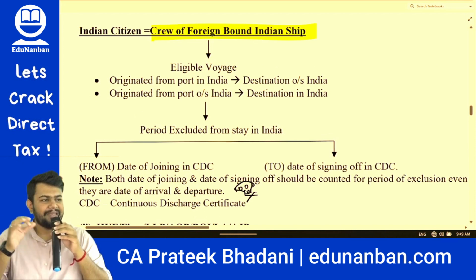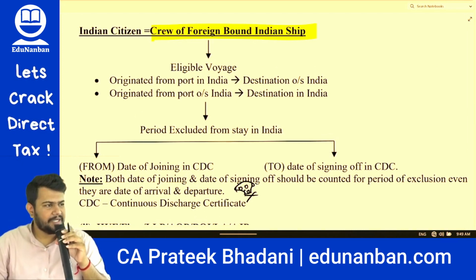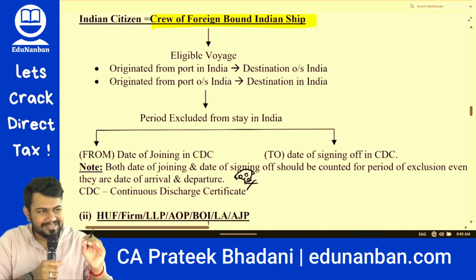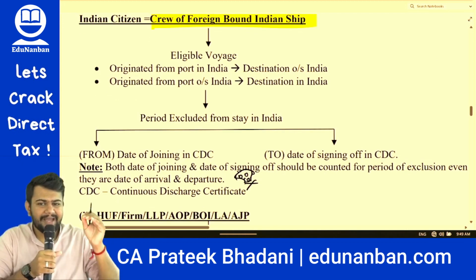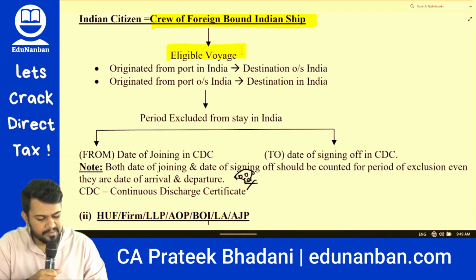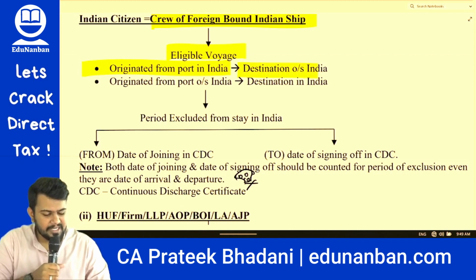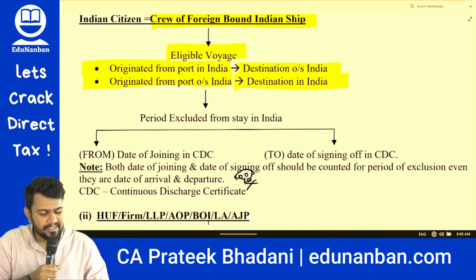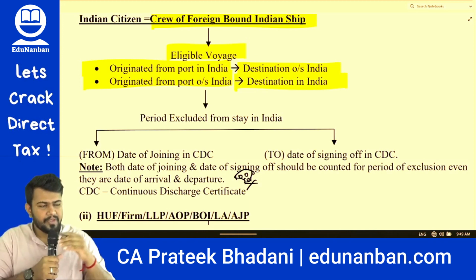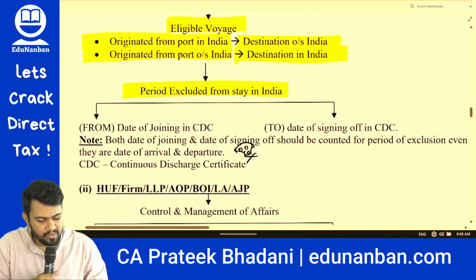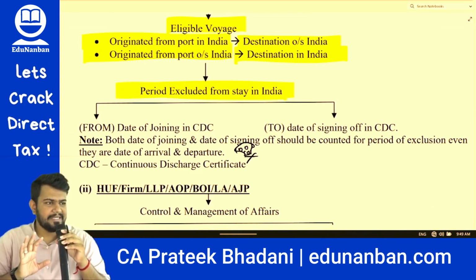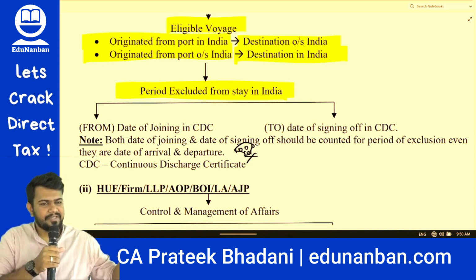Now let's come to Indian citizens who are crew members of a foreign bound Indian ship. So if an Indian citizen is a crew member of a foreign bound Indian ship, there is one special provision for them. What is the special provision? Firstly, we have to see whether they are on an eligible voyage. Eligible voyage means a voyage that originates from a port in India and whose destination is outside India, or originates from a port outside India and whose destination is in India. In such a case, the period excluded from the stay in India is from the date of joining in CDC to the date of signing off in CDC.